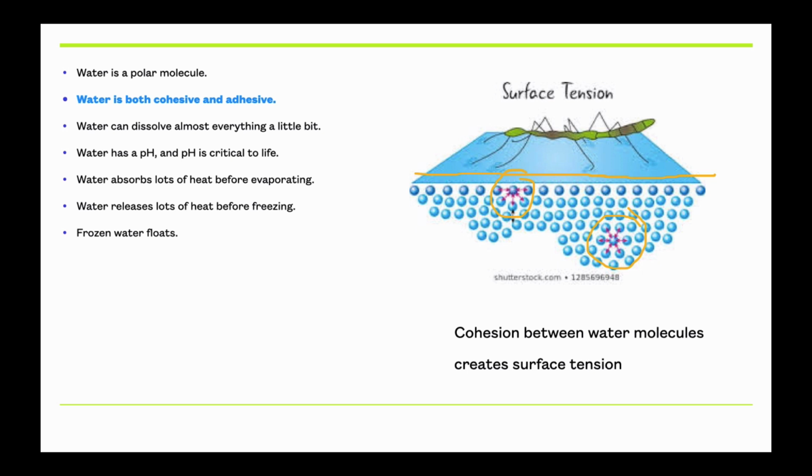Now, surface tension is produced by the cohesion or the attraction of water molecule to water molecule. And remember, this attraction is called a hydrogen bond. So cohesion is the name of the property. The water molecules are sticky to each other, and they're sticky because they can form hydrogen bonds with each other.